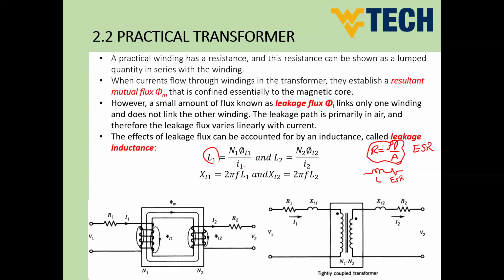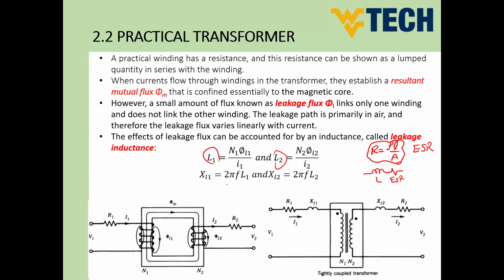So this is the inductance, or the leakage inductance, of the first coil. On the other hand, the second coil, the secondary side, will also have another inductance, depending on the leakage flux of the second coil. So we will have now L1 and L2. And since we are going to solve all of our questions in the frequency domain, not the time domain, we will convert every inductance to reactance.